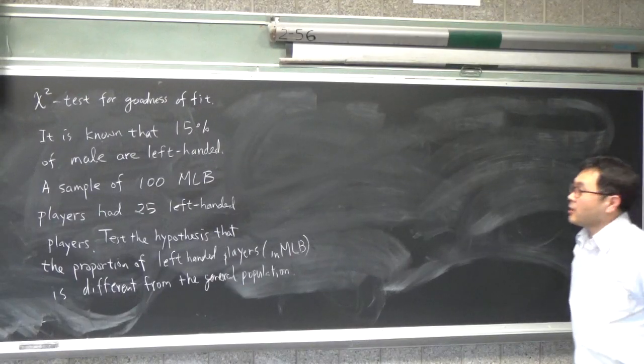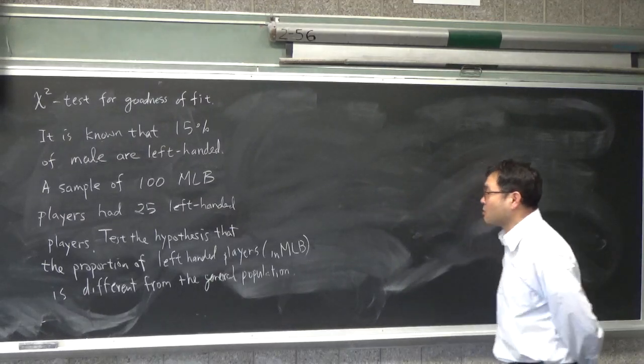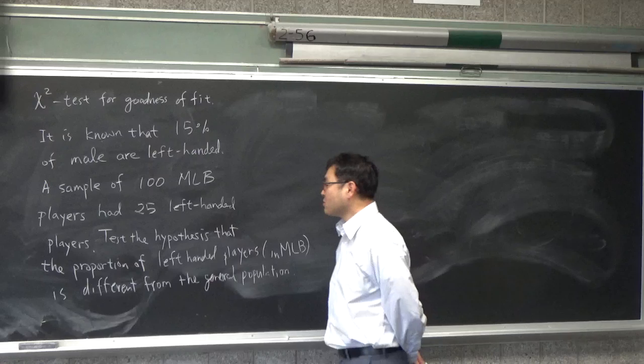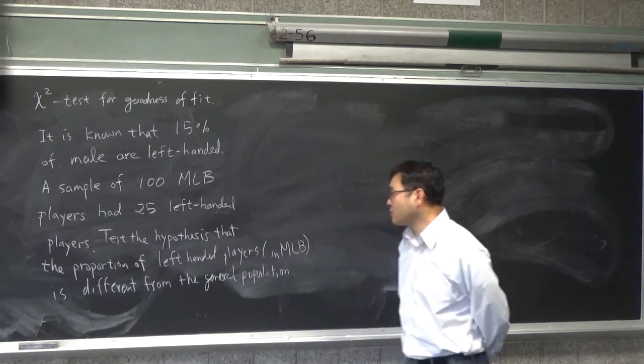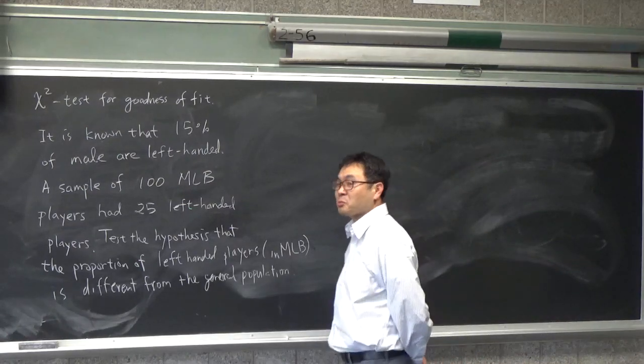So it is known that 50% of male are left-handed. A sample of 100 MLB players had 25 left-handed players. Test the hypothesis that the proportion of left-handed players in MLB is different from the general population.